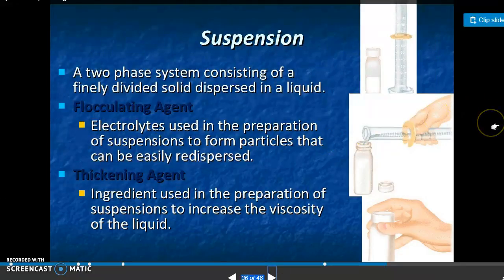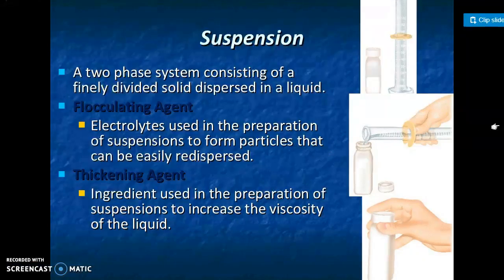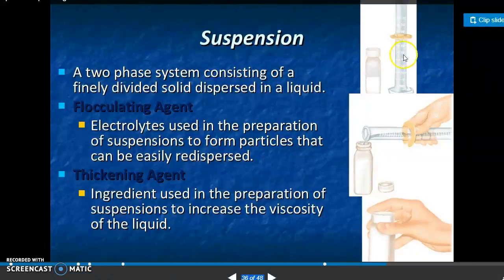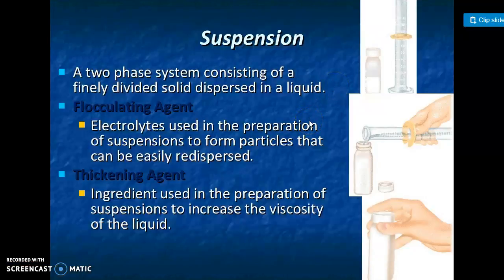All right. Here is a suspension, a two-phase system consisting of a finely divided solid dispersed in a liquid. As you can see here, you have your graduated cylinder, you have your cap, and you have two different types of suspension. One, you have what's called a flocculating agent. These are electrolytes used in the preparation of a suspension that can form particles that can be easily dispersed.